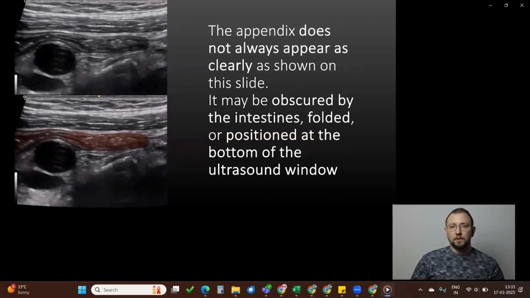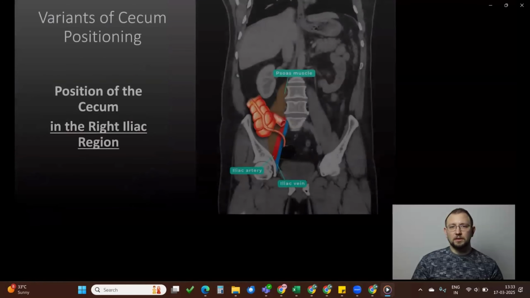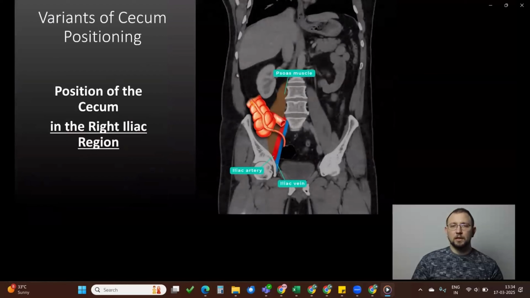The position of the appendix is primarily determined by the location of the cecum. The following variations in the position of the cecum can be distinguished: the cecum located in the right iliac region, in the pelvis, and in a high position above the anterior superior iliac spine. Therefore, the first step in searching for the appendix is determining the position of the cecum.